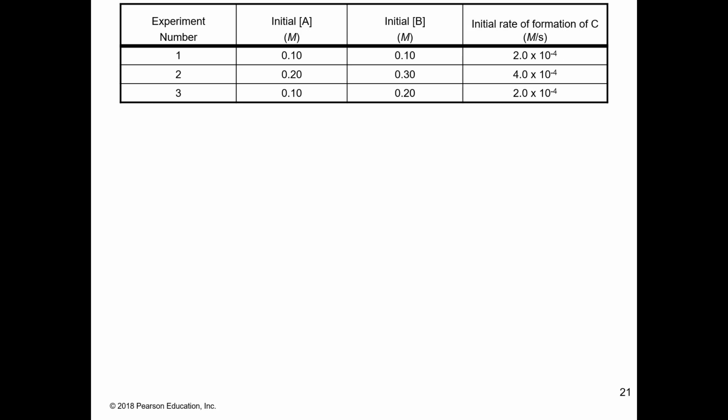Okay, so I'm going to compare experiments 1 and 3 because A is constant and B changes. Okay, so that's why I'm doing this. All right. So my rate law is rate equals k times [A] to the x times [B] to the y, because that's the general form of it that it always is.